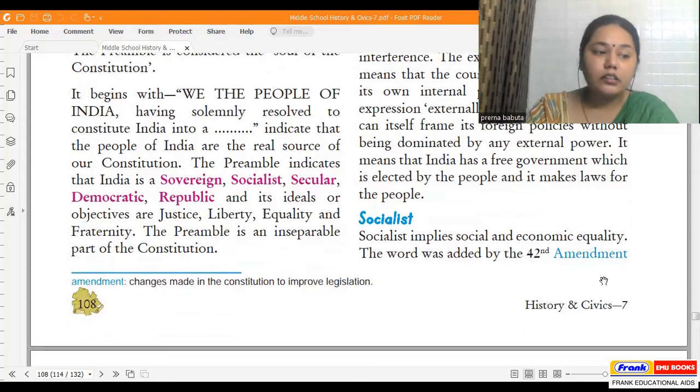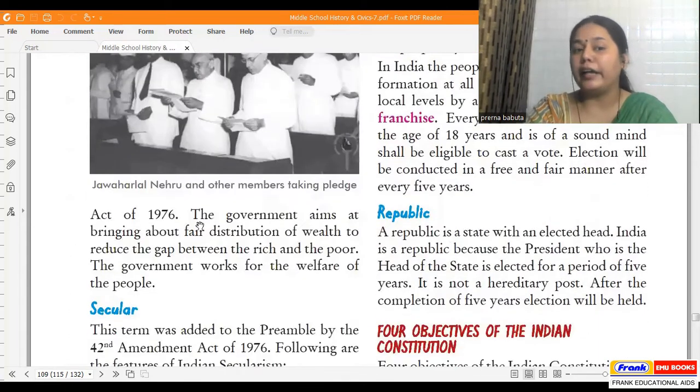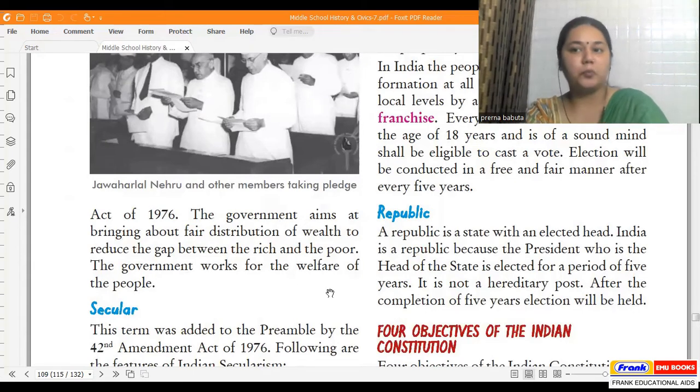And the word was added by the 42nd Amendment Act of 1976. The government aims at bringing about fair distribution of wealth to reduce the gap between the rich and the poor. So it should not be that the rich is becoming richer and the poor is becoming poorer.